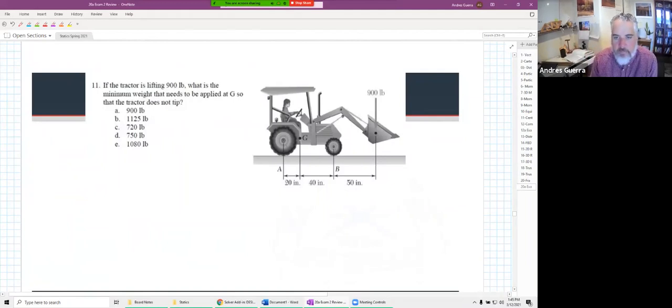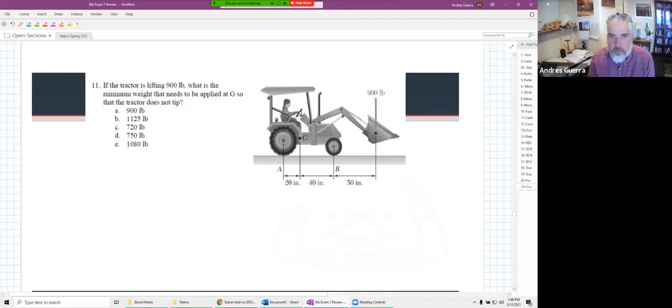So our 2D rigid body equilibrium, the reason that we know that is, how can we figure out that this is rigid body equilibrium? Well, we could do a process of deduction, right? It's not 3D, it's not a truss, and it's not asking us for some equivalent system. So by the process of elimination, we know this must be 2D rigid body equilibrium. They're asking us that if this tractor is lifting 900 pounds, what is the minimum weight that needs to be applied at G so the tractor does not tip?